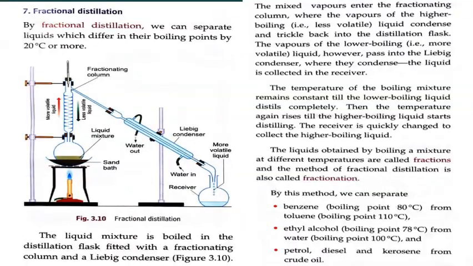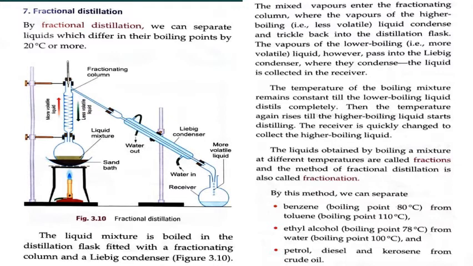Alright. Next is fractional distillation. You should remember that fractional distillation, this separation method, is used when there are two liquids which are having a difference between their boiling points of 20 degrees Celsius or more. That is, the difference between their boiling points should be 20 degrees Celsius or more, otherwise it can't be separated. So, the liquid mixture is boiled in the distillation flask, as it is happening in the previous also, right? Fitted with the fractionating column and a Liebig condenser.